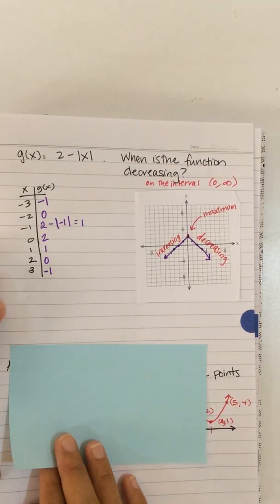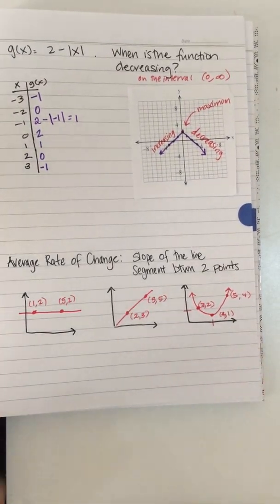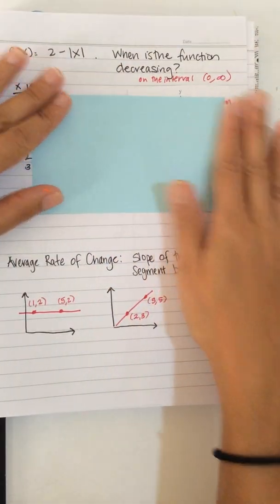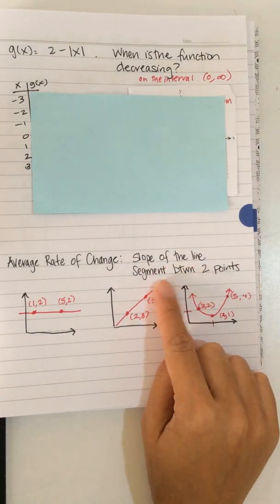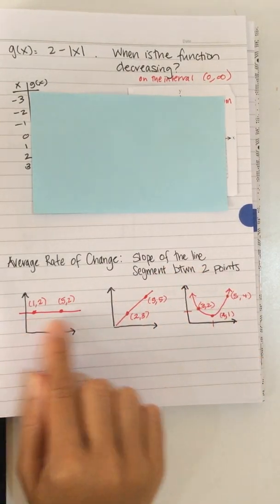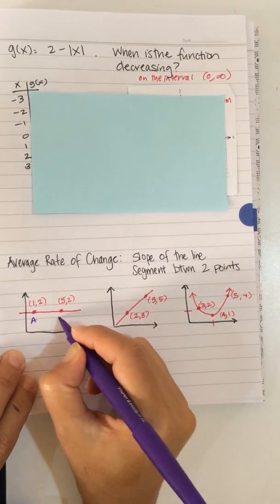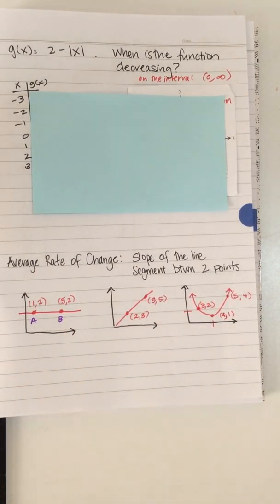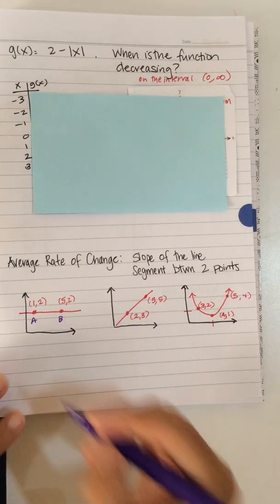All right, last thing we're going to talk about is average rate of change. Funny enough, I just made a video about this for calculus, so you guys are getting ready for that. Average rate of change is just another way to talk about slope, really. It's the slope of the line segment between 2 points. Here, it's a constant function. What is the slope between this point, let's call this A and B? The slope of a horizontal line is 0. So the average rate of change is 0.